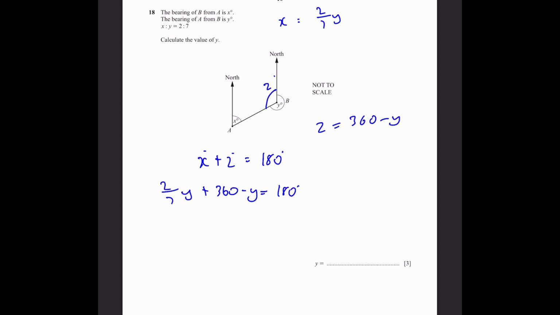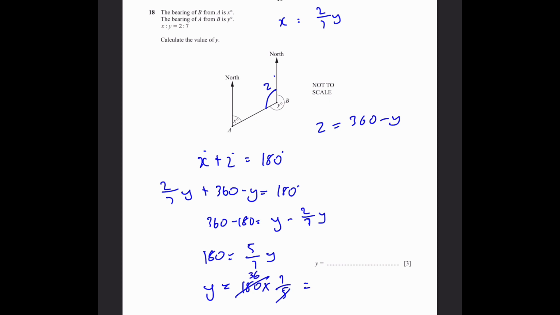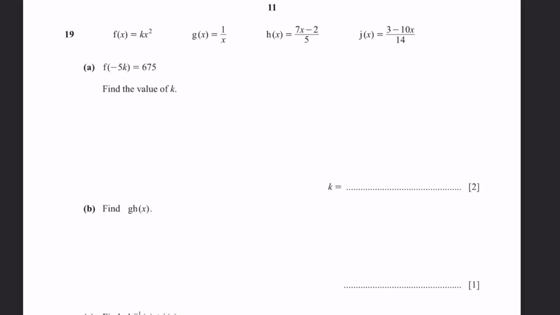Now you can bring the y's to the other side and bring 180 this side. 360 minus 180 is equal to y minus 2 by 7y. That means 180 is equal to 5 by 7y. Y is equal to 180 into 7 by 5. You can cancel out. Becomes 36 into 7, which gives the answer as 252 degrees. That's the answer.